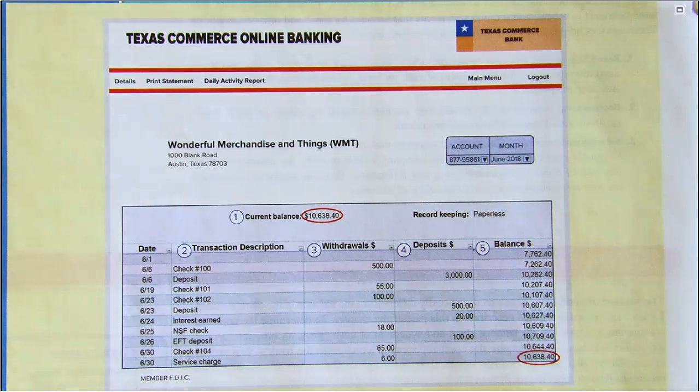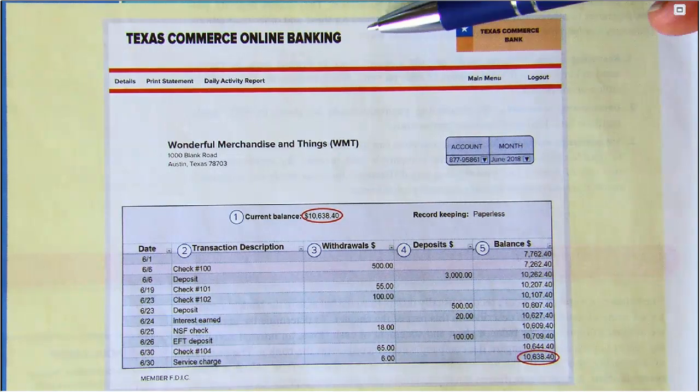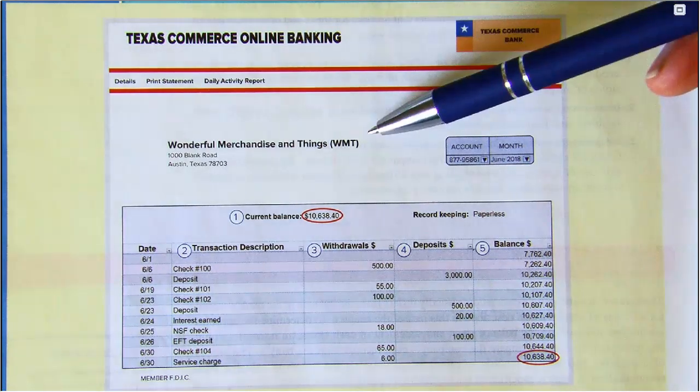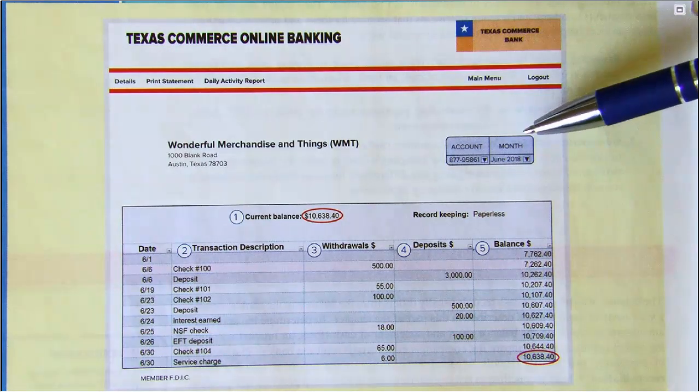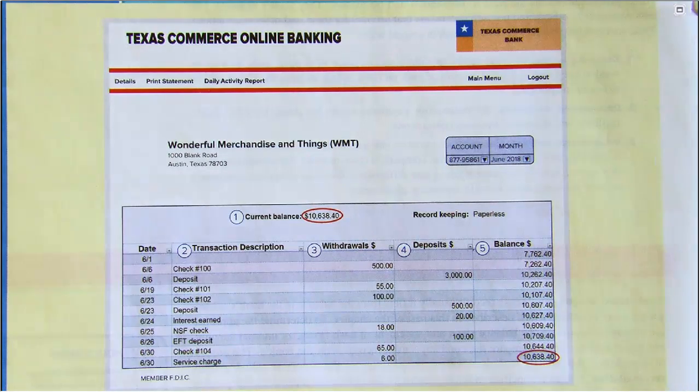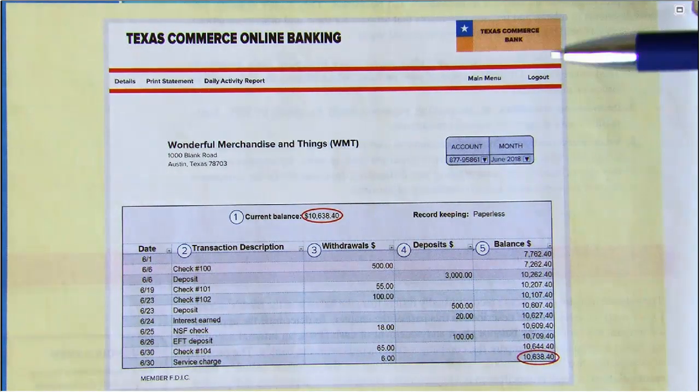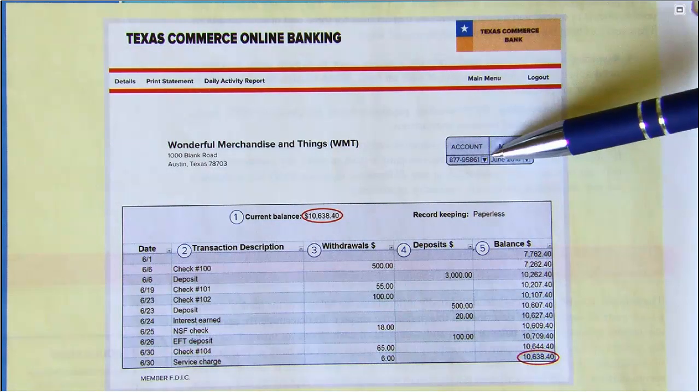Each month, the bank prepares a report of all the company's account activity. It has the name of the bank, the name of your company, the month of the activity, and then the account number if it's online. But if you receive your statement in the mail, most likely the account number will not be there, just in case your mail falls into someone else's hands.